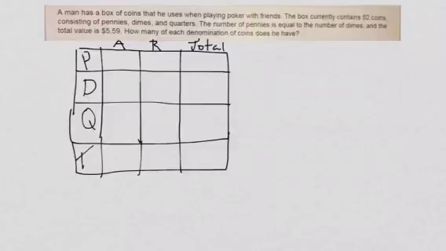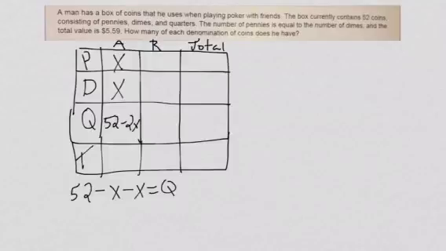Now, I don't know how many pennies I have, so that's X. I also don't know how many dimes I have, but I do know that dimes and pennies are the same. So if I have X pennies, I have to have X dimes. Now, what I have left is quarters. Quarters I can't let be X because I don't know that they're all the same. But I have 52 coins total. If we take away the pennies and the dimes, we should be left with the quarters. So negative X minus X is negative 2X. So the quarters is 52 minus 2X. That's how many quarters we have.